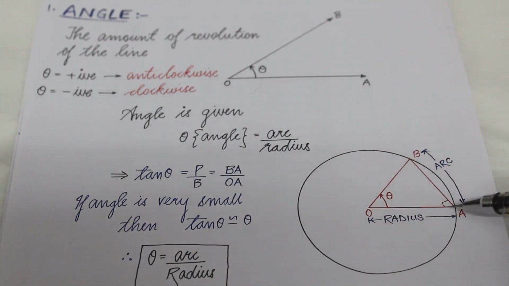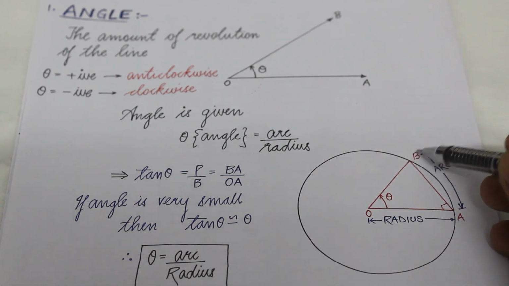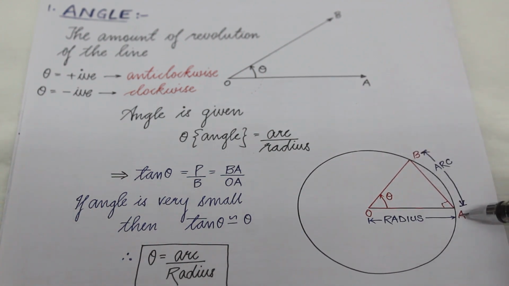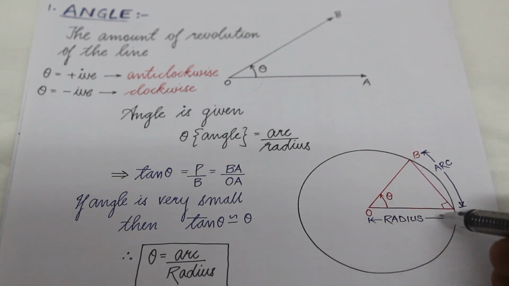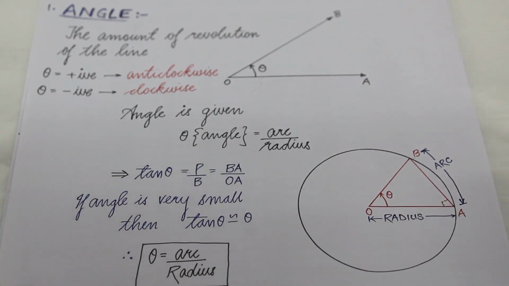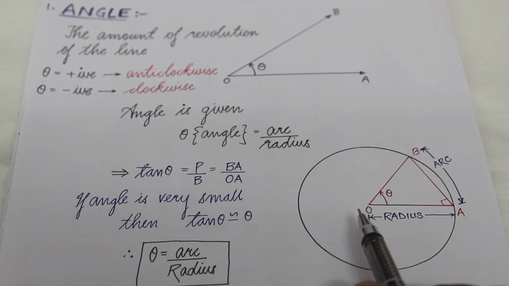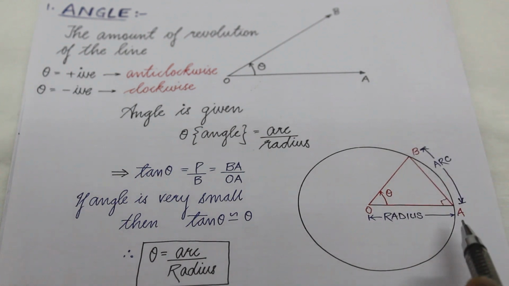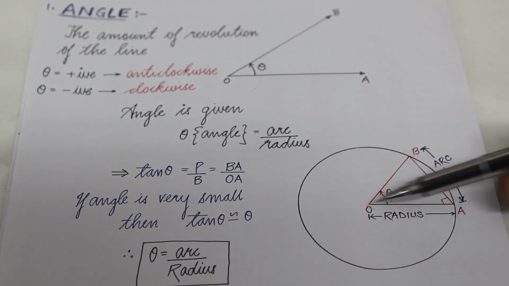Let us consider that the distance between A and B is quite small. If the distance between A and B is quite small, you can see I have drawn a line from B to A. It is considered to be perpendicular to the radius. In physics, we have to assume many things. So the first assumption we are making is, let's say the distance between B and A is quite small. So the distance between A and B is considered to be perpendicular to the radius.